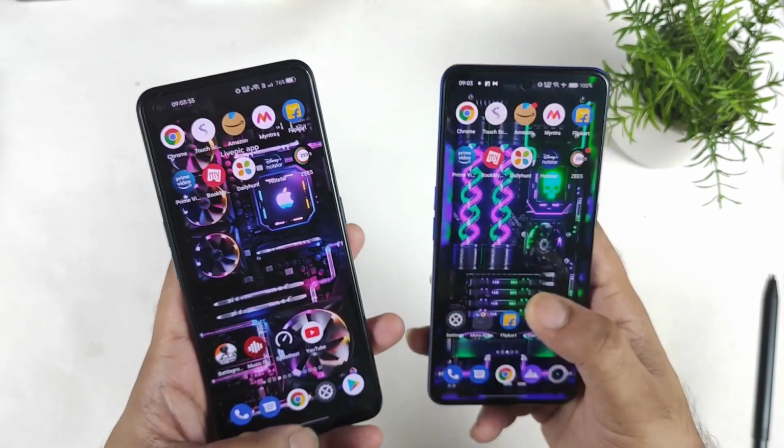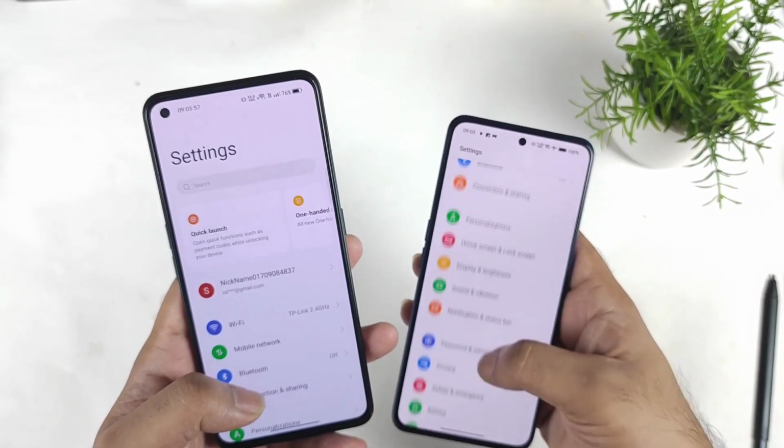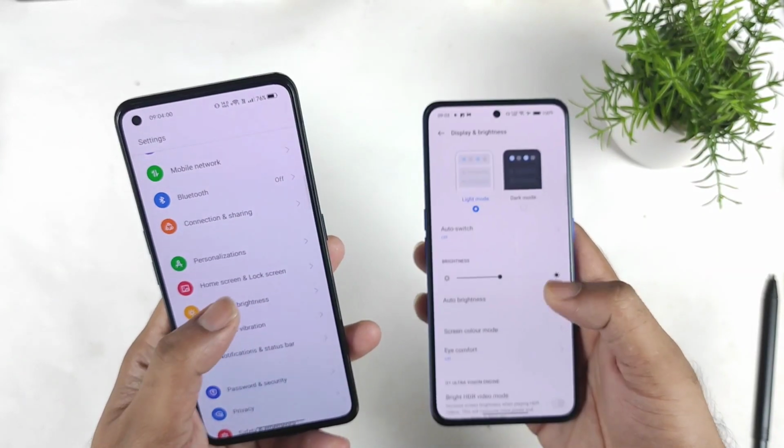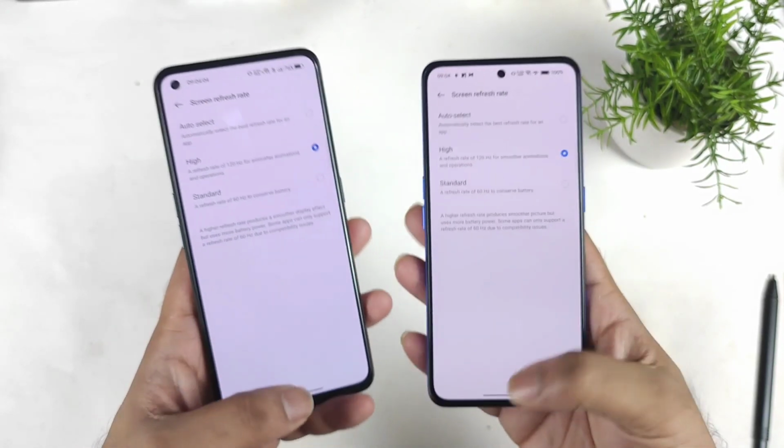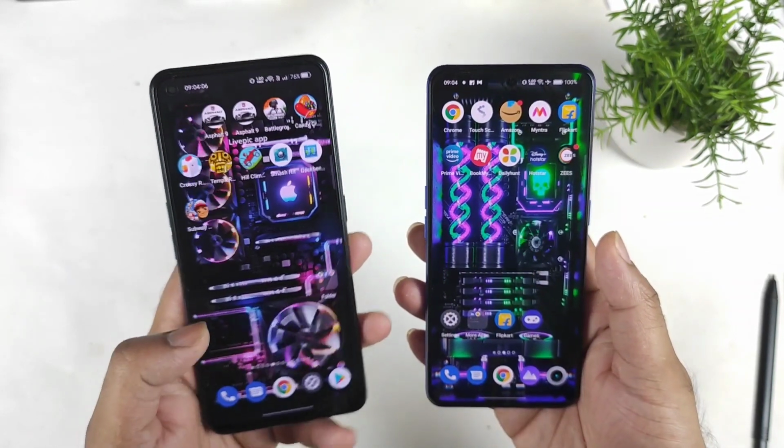Now, let's go to the settings option and show the display settings, because the most important thing you should know is which refresh rate I am selecting. Both are at a 120 Hz refresh rate right now. As you can see, it's absolutely the same refresh rate.